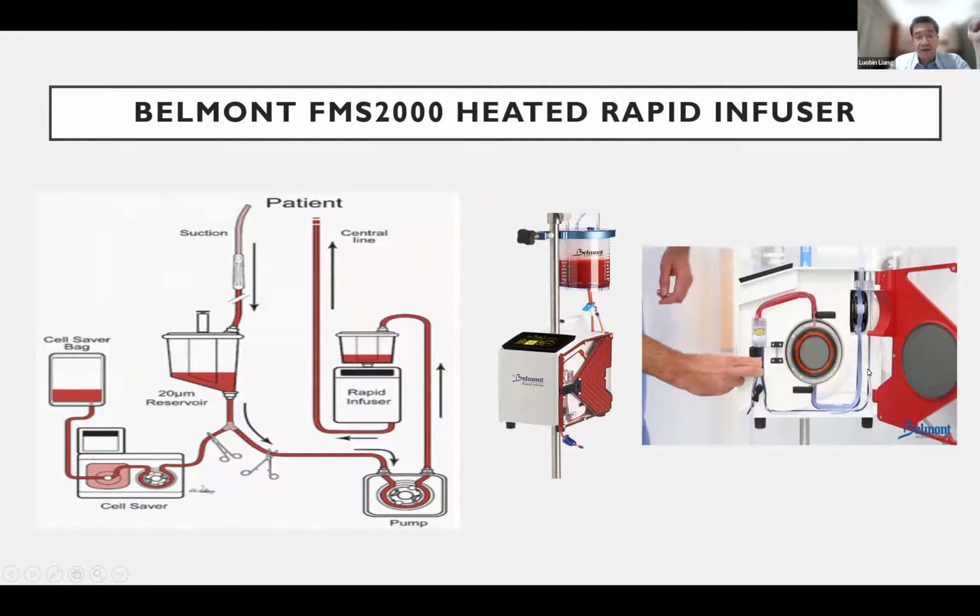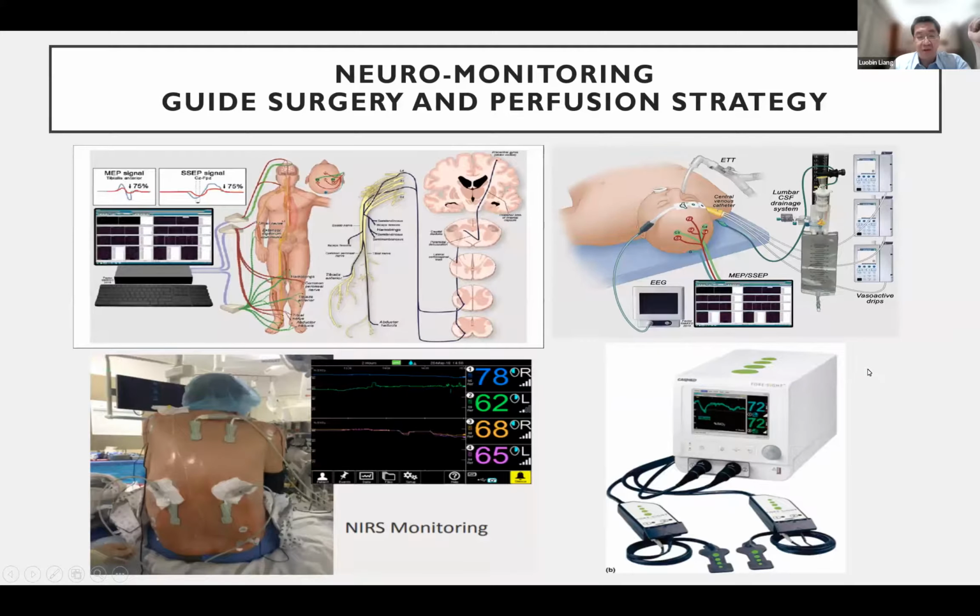For thoracoabdominal aortic surgery, we usually use some kind of neurological monitoring to guide our surgery or perfusion strategy. We're using cerebral oxygen oximetry, or any of the potential monitoring, to guide the surgery and the perfusion procedure.